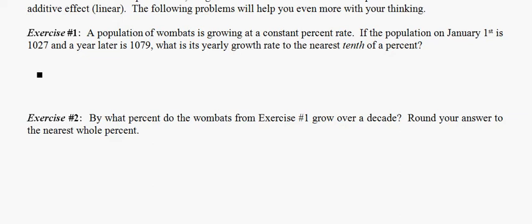Alright, let's go through it. We want to know the percent that it grew. In order to know the percent that it grows, it's first helpful to simply know how much it grew, right? So how much did it grow by? It grew by 1,079 minus 1,027, or it grew by 52 wombats, right?